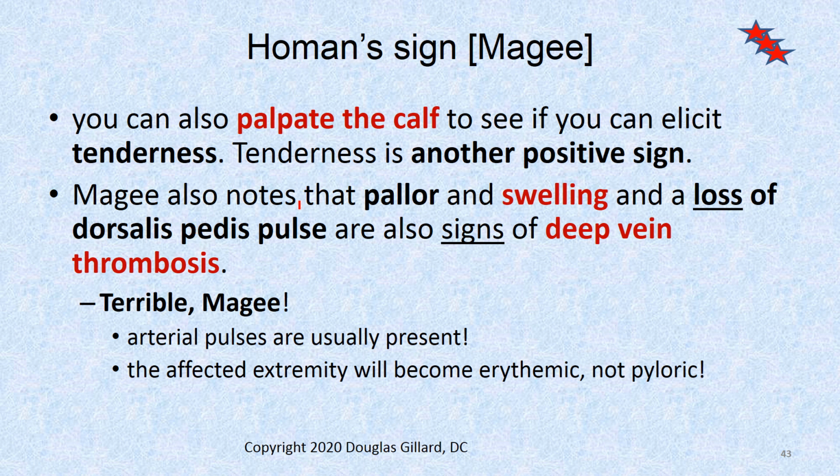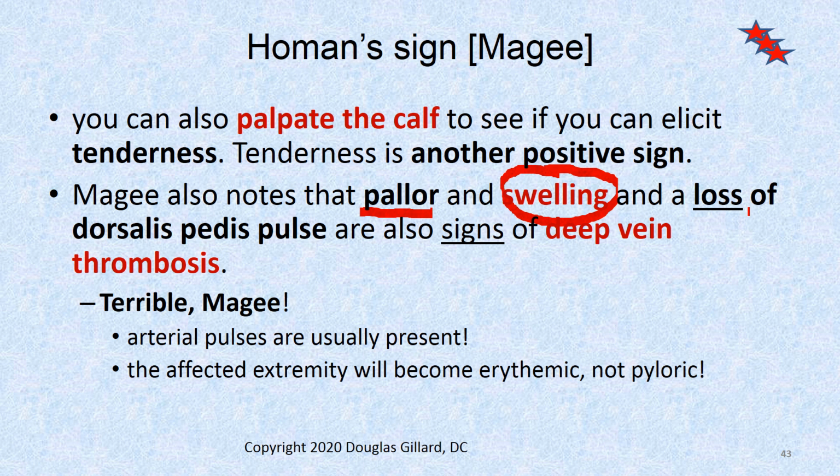But this is where he goes, this needs to be revised. He says that if you see pallor, that's whiteness, right? That's an arterial occlusion. That has nothing to do with a venous occlusion. So that's wrong. It's erythema. And the swelling is definitely correct. If you see swelling, that makes the diagnosis. But pallor, no, it should be erythema.